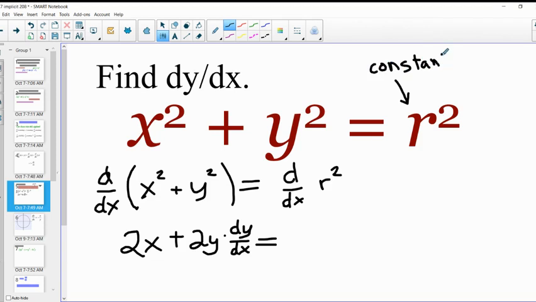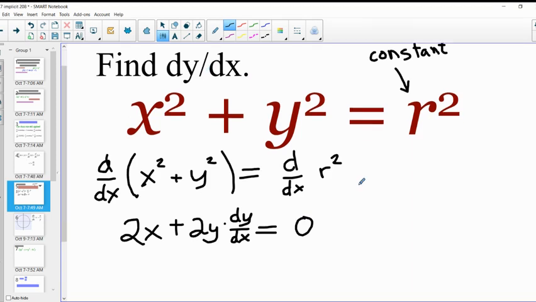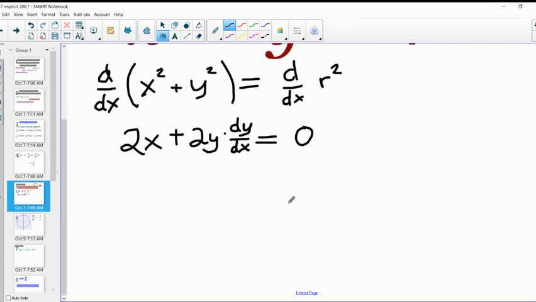And so my derivative of r squared, well, just like the derivative of pi squared, the derivative of e squared, the derivative of r squared is just 0. And so there we go. We have implicitly differentiated this equation for a circle. But if I want to find dy dx, or if I say solve for dy dx, now this becomes an algebra problem. I want to solve for dy dx.